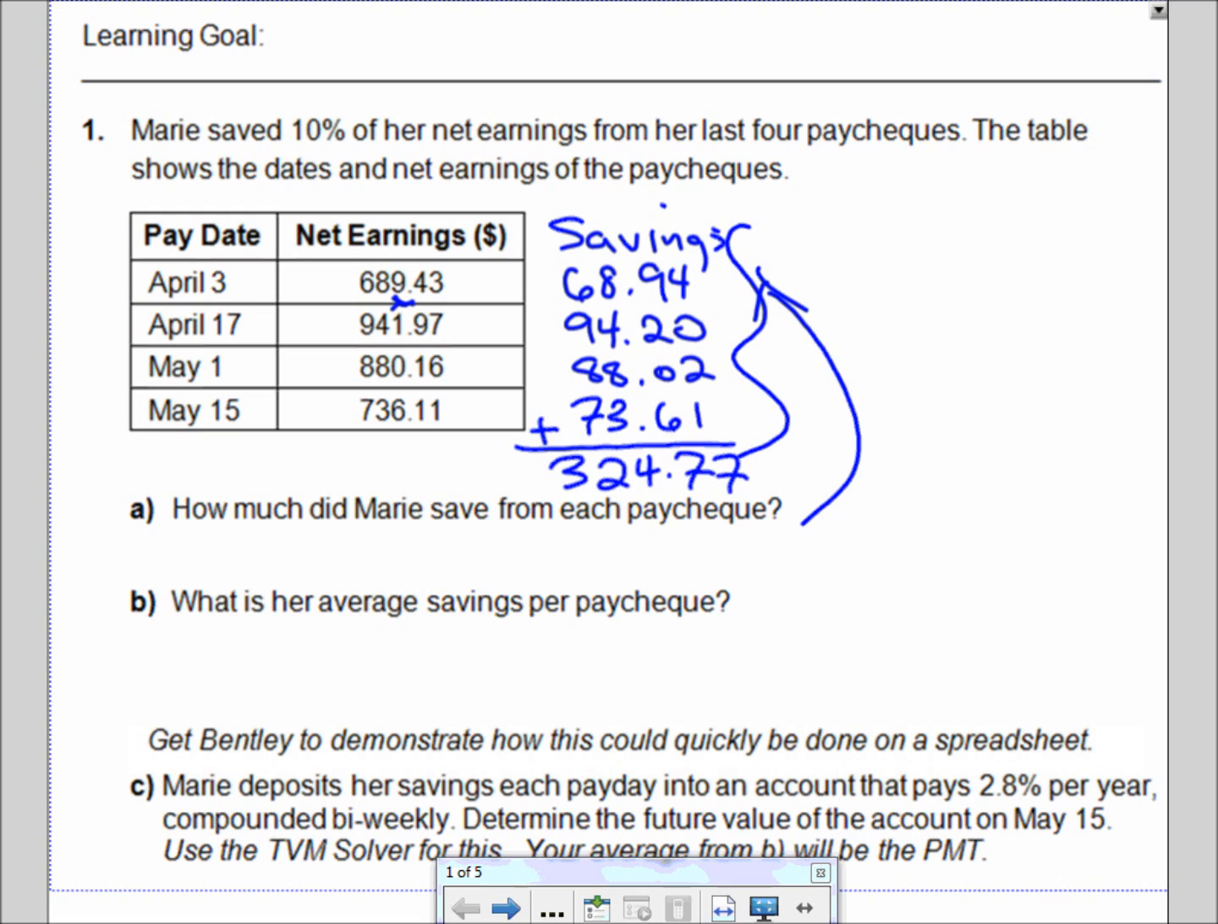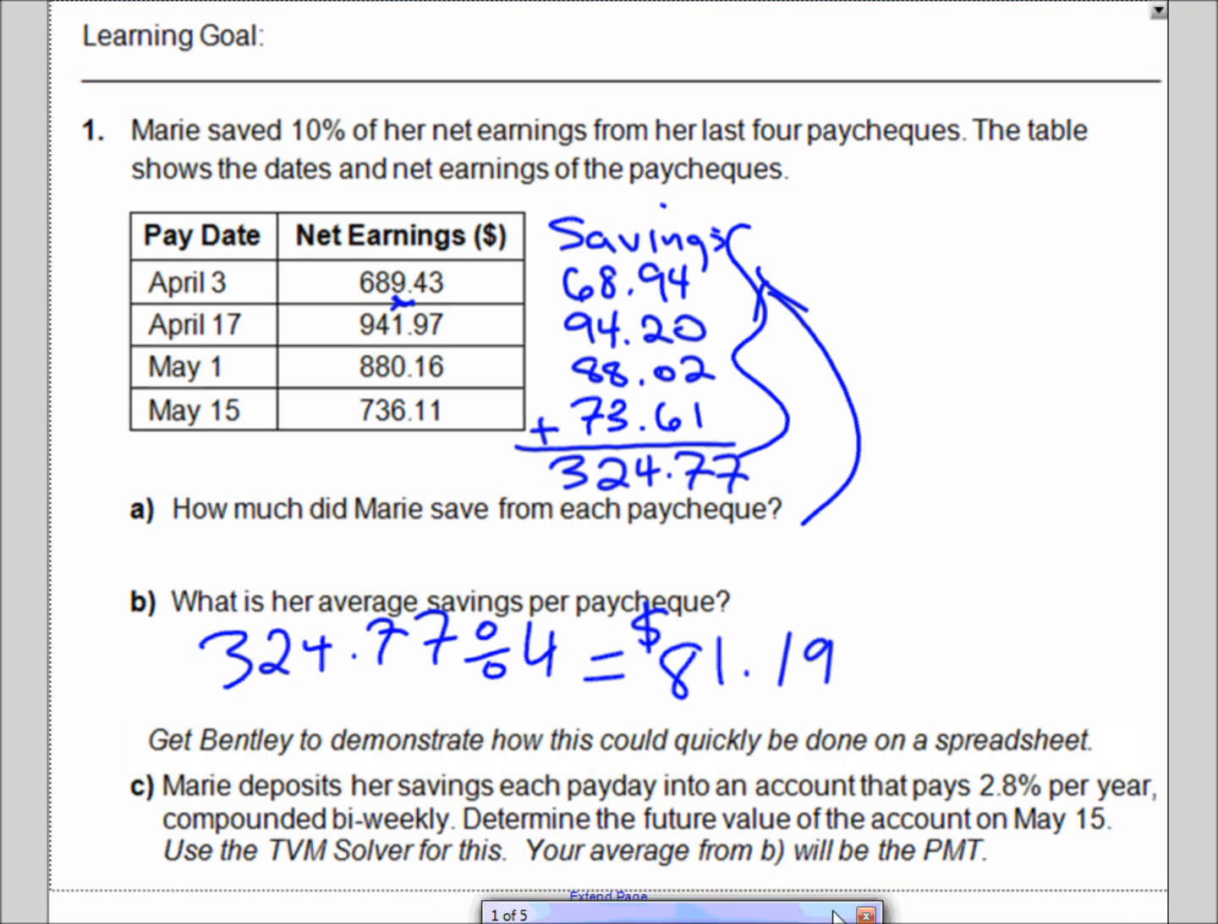$324.77. And to get my average, we know that there were 4 months she was saving. So this amount was spread out over those 4 months. So we're going to divide by 4 and it'll give us our average. Our average was $81.19. So on average, that's how much she's putting away. Notice how quickly this can be done on a spreadsheet.